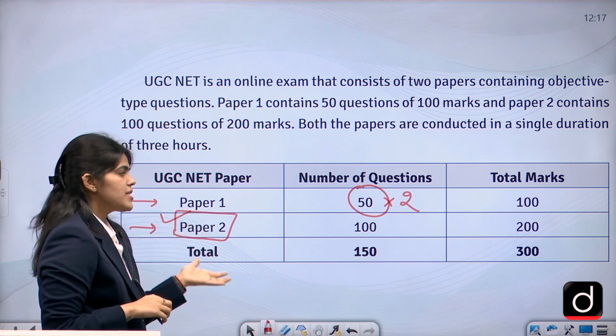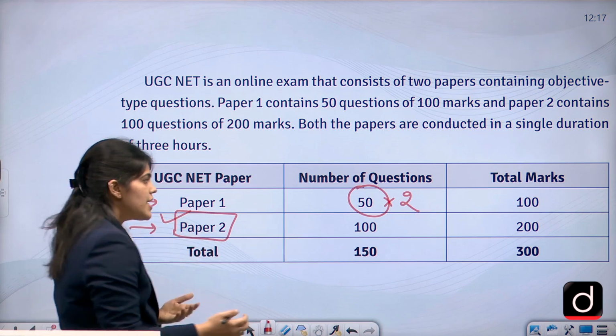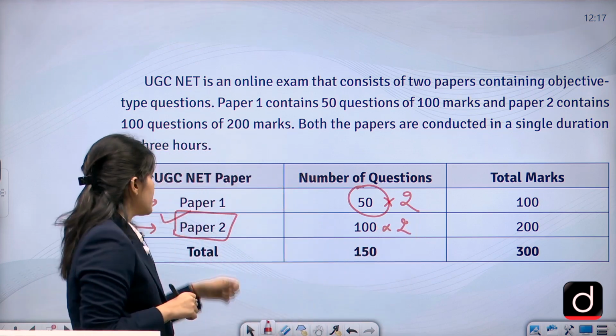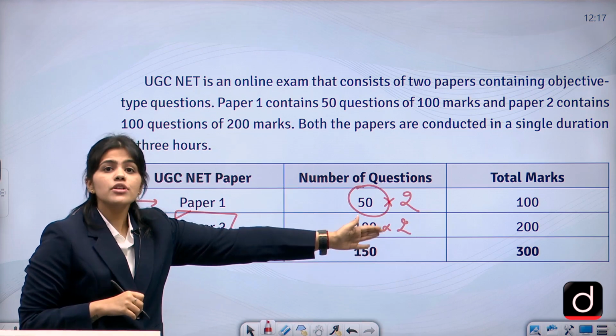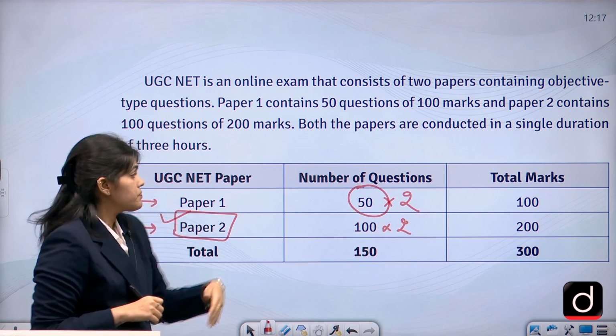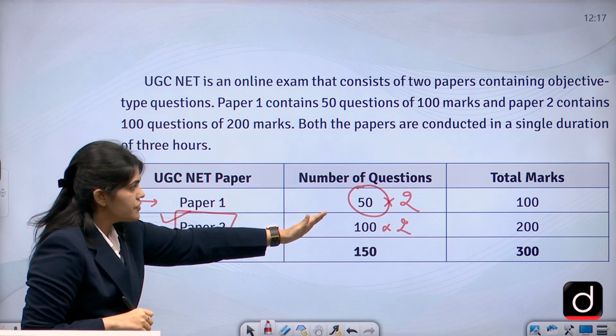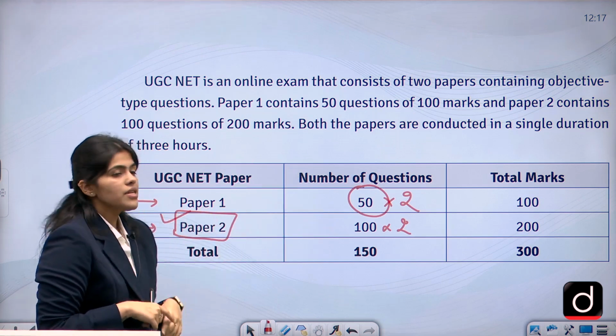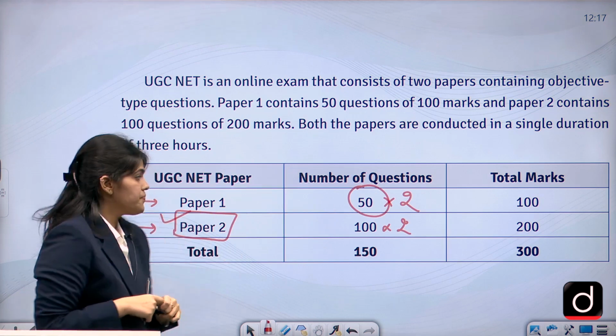So that English literature section will have 100 questions, each question again for 2 marks. There is no negative marking, which makes paper 2 about 200 marks, while paper 1 has 50 questions, 2 marks each, which makes it 100. So in total, it is of 300 marks.